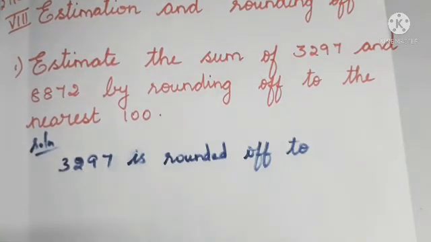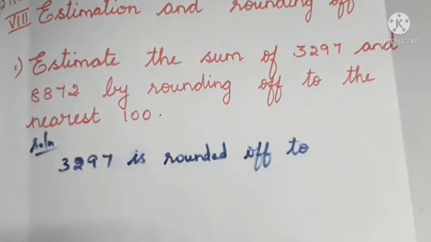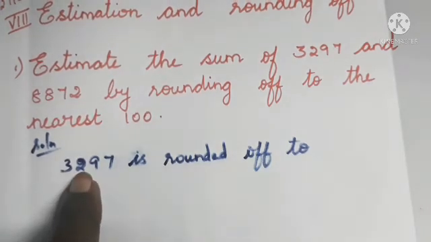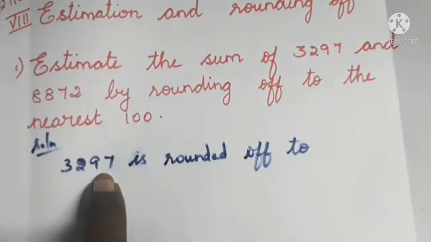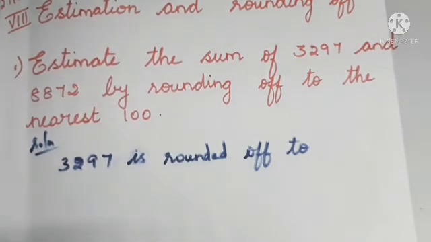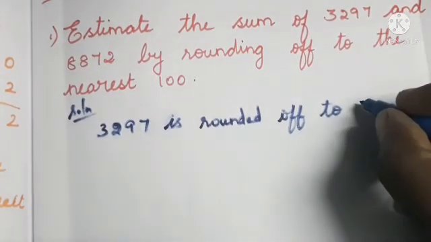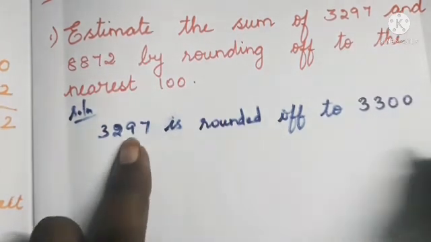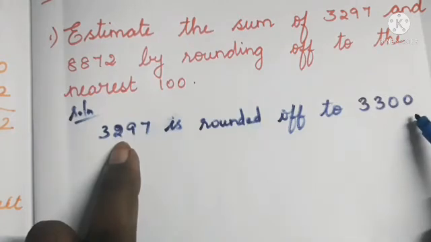So here we have 9, which is greater than 5. So we have to add 1 to the 2 in the 100 place and make zeros in the tens and ones place. So we can write it as 3297 is rounded to the nearest 100 as 3300. If you add 1 to the 2 it changes to 3, and in the remaining ones and tens place we write zeros.